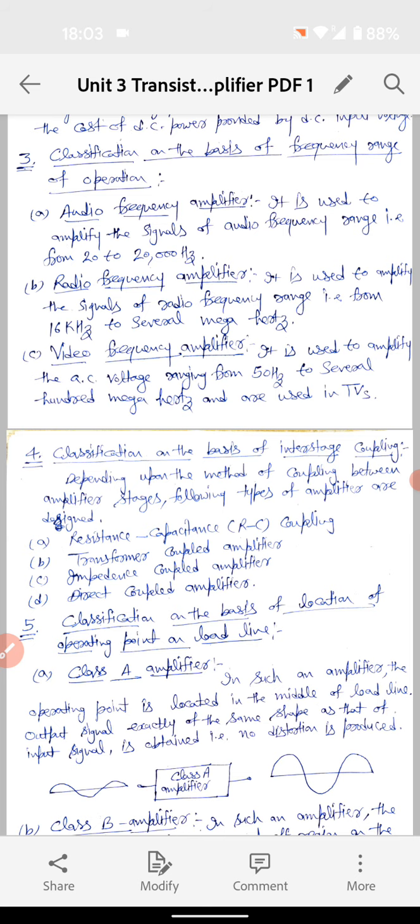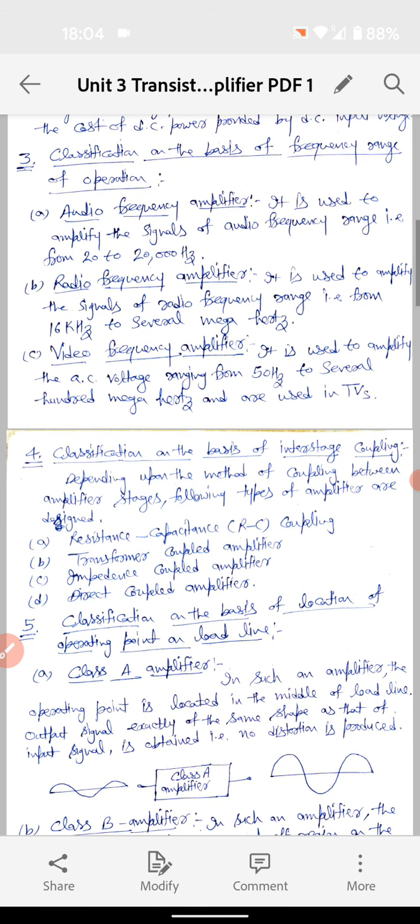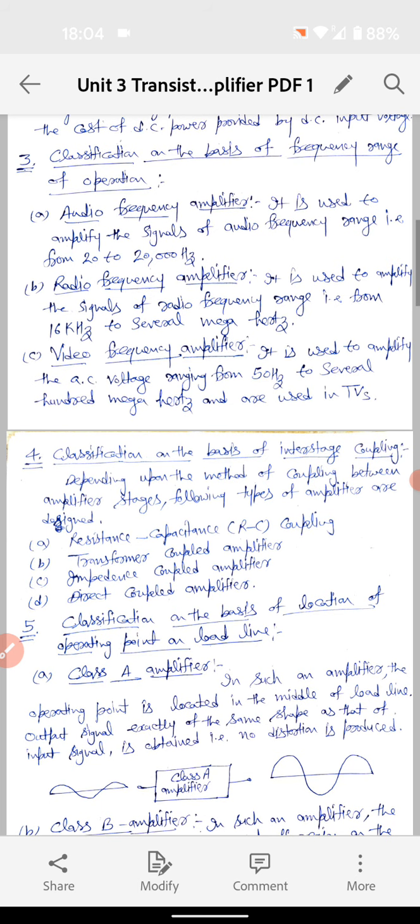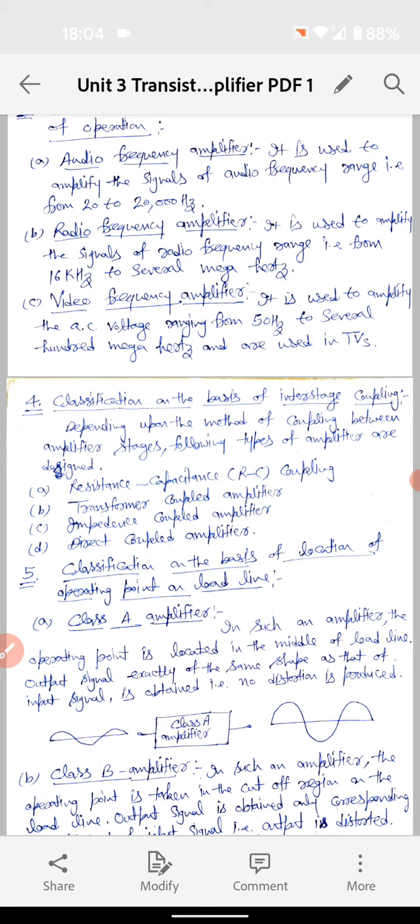So depending on what coupling components we are using, these amplifiers can be classified broadly into four categories. One is resistance capacitive coupling, which is famously known as RC coupling, and then another is transformer coupled amplifier, impedance coupled amplifier, and direct coupled amplifier. Out of these, the RC coupled amplifier is in your syllabus, so that we will discuss in our coming lectures.